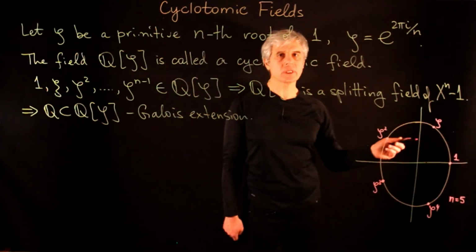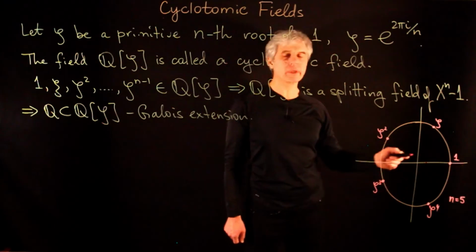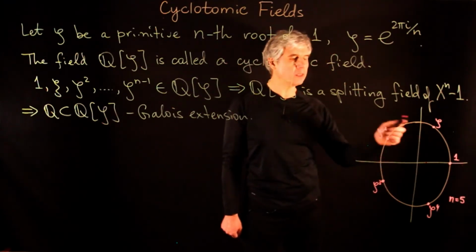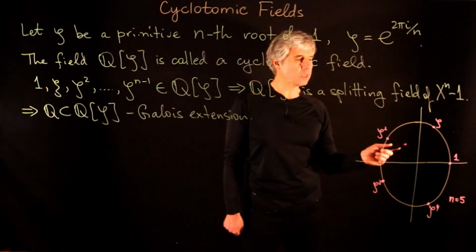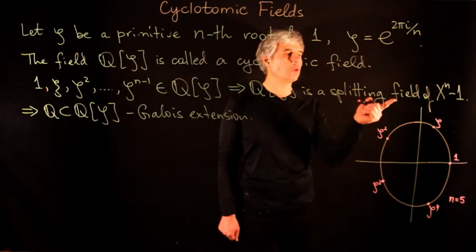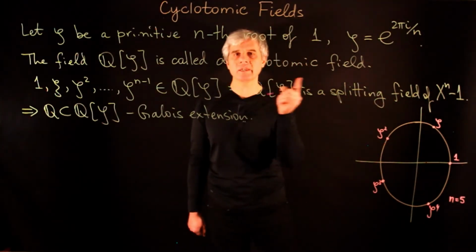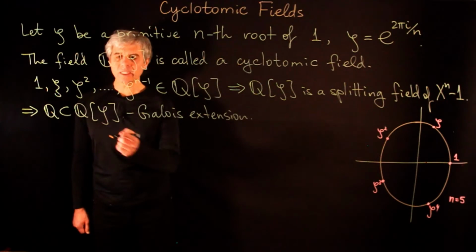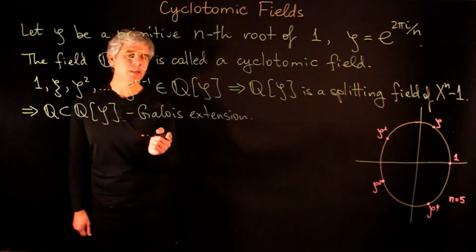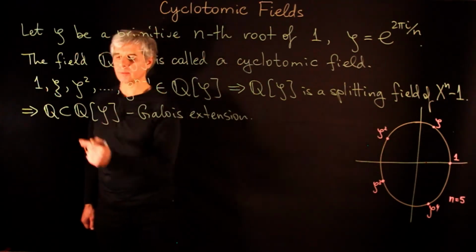Nth roots of unity split the unit circle in the complex plane into n equal parts. And for this reason, this field is called cyclotomic. So this means splitting the circle. Since we have a Galois extension here, we can consider the Galois group.